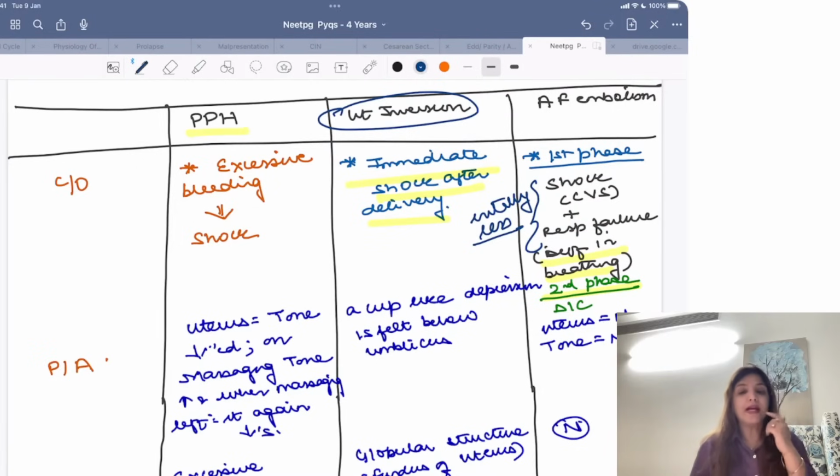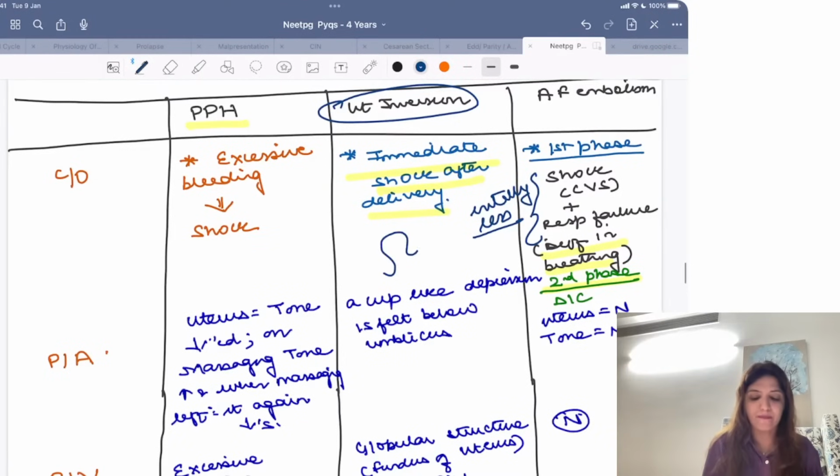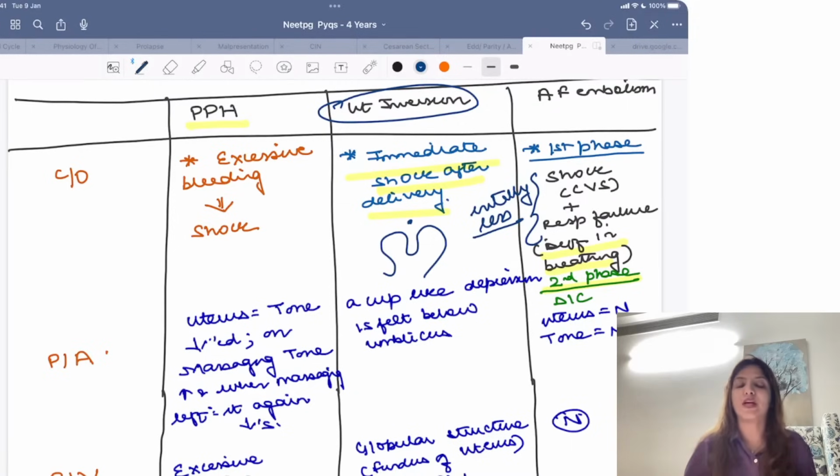examination. Now, in case of PPH, the most common variety of PPH is atonic PPH. So, the tone of the uterus will be decreased. And when you will be massaging the uterus, the tone will increase. But when you stop massaging, again the tone will decrease. In case of uterine inversion, you will feel a cup-like depression just below the umbilicus because the fundus of the uterus has inverted.